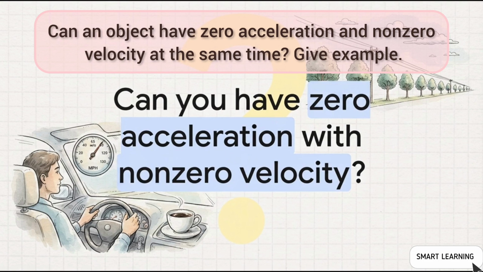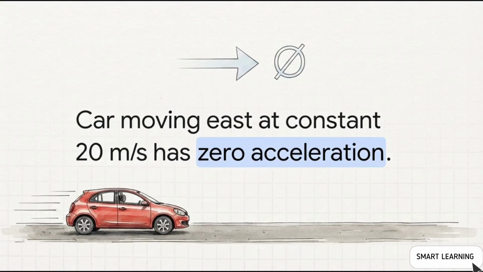Let's flip it around for question 4. Can an object have 0 acceleration and non-zero velocity at the same time? Give an example. Think about a scenario where you're moving, perhaps in a car, but everything is perfectly steady. Again, the answer is yes.